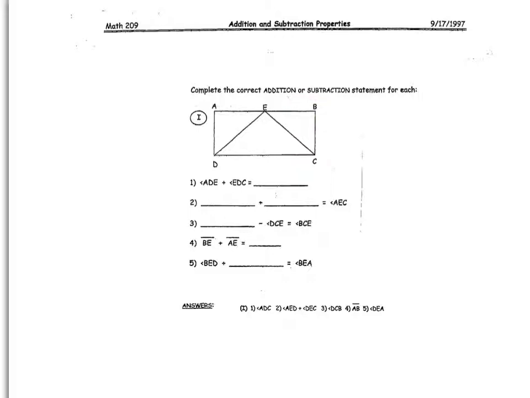That's what union does. What addition really focuses on is measurement or length. So what I'm really saying in problem number 4 is that if I take the length of BE segment and add it to the length of AE segment, I'm going to get the length of AB segment. That difference between focusing on the points and focusing on the measurement is what makes the difference in addition of angles. So now let's look at number 1.